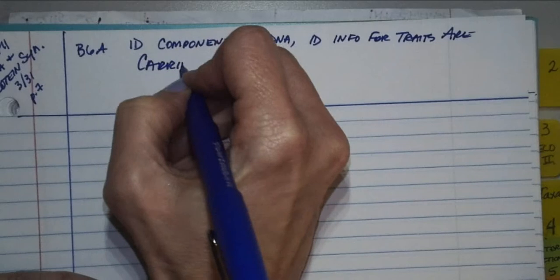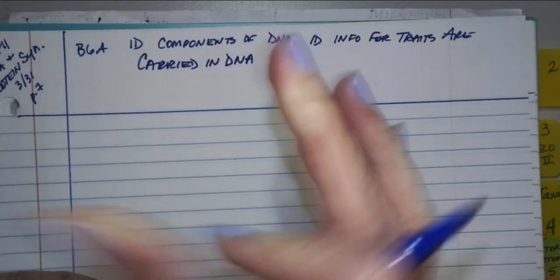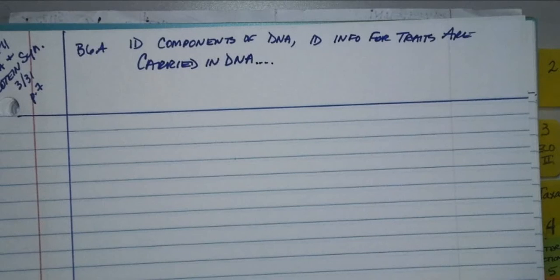So I abbreviated a lot of that stuff. We're going to get the other stuff there in just a minute. So we're going to focus on these two parts right in here, and that's enough. That's quite a bit, as a matter of fact. So what are the components of DNA?